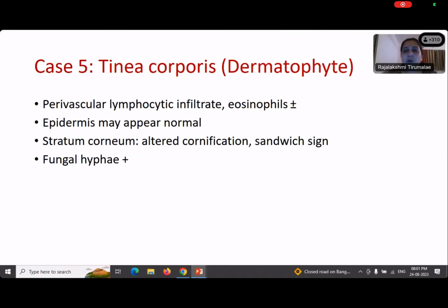So this was a case of tinea or dermatophyte infection. Sometimes the infiltrate is not there at all. Sometimes you see eosinophils. And usually one thing you do not see in dermatophyte infection is a whole lot of spongiosis. You have this subtle altered cornification, but you don't see, like, you saw the vesicle formation, right? So you don't see spongiosis of that extent. Usually if that is there, you don't see dermatophytes.